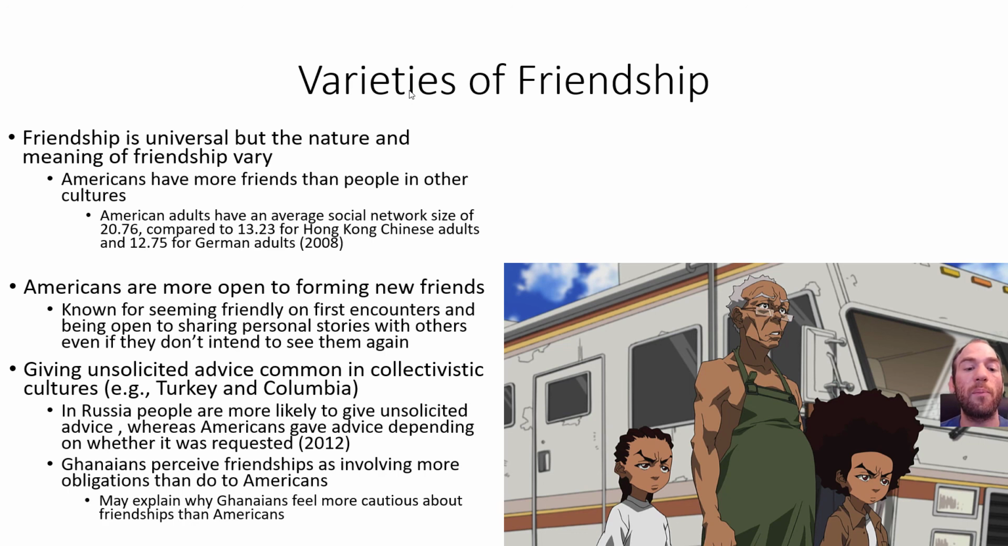In Russia, people are more likely to give unsolicited advice, whereas Americans gave advice depending on whether it was requested. Ghanaians perceive friendships as involving more obligations than do Americans. It may explain why Ghanaians feel more cautious about friendships than Americans.